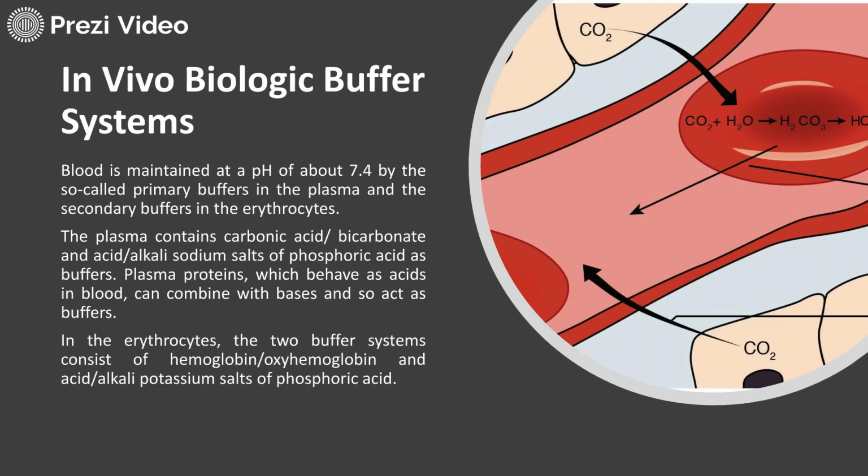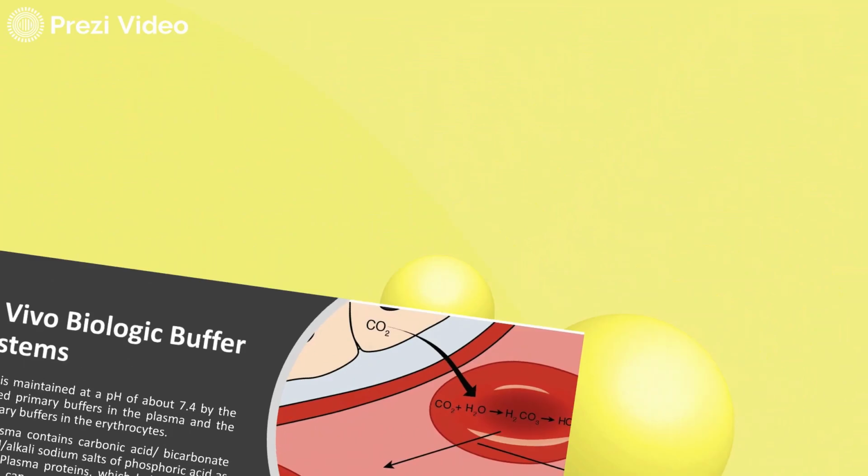In the erythrocytes, there are two buffer systems: first is hemoglobin and oxyhemoglobin, and second, alkali potassium salts of phosphoric acid. So to maintain this pH, the body basically uses three buffer systems: carbonate buffer in the form of carbonic acid and bicarbonates, phosphate buffers, and proteins.